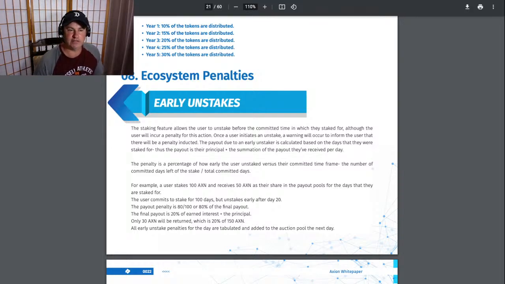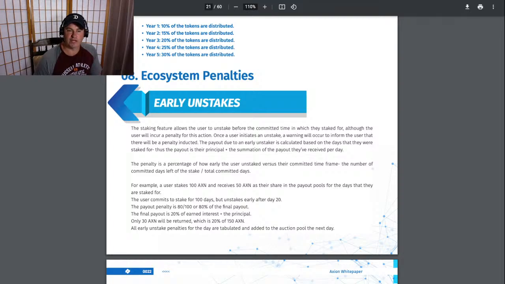The staking feature allows the user to unstake before the committed time in which they are staked for, although the user will incur a penalty for this action. Once the user initiates an unstake, a warning will occur to inform the user that there will be a penalty induced. So you do get a fair notice. The payout due to an early unstaker is calculated based on the days that they were staked for. Thus, the payout is their principal, plus the summation of the payout they receive per day.